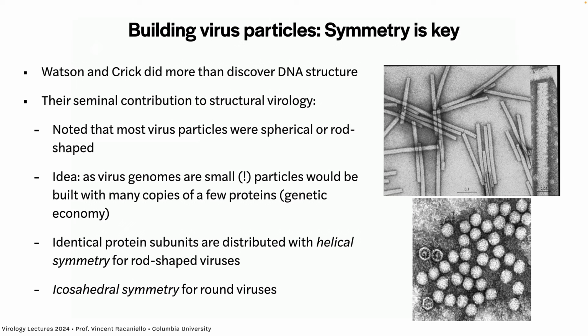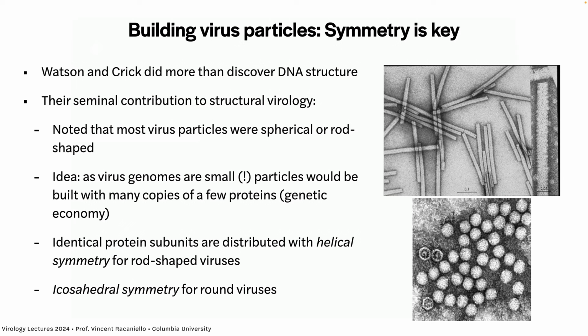So they had this idea that since the virus genome was pretty small, and I have an exclamation mark there because now we know they're not so small, they can be bigger than some cellular genomes, they said there's not a lot of space to encode a capsid protein. So probably there's one or a few capsid proteins and they're repeated many times. So this is called genetic economy.